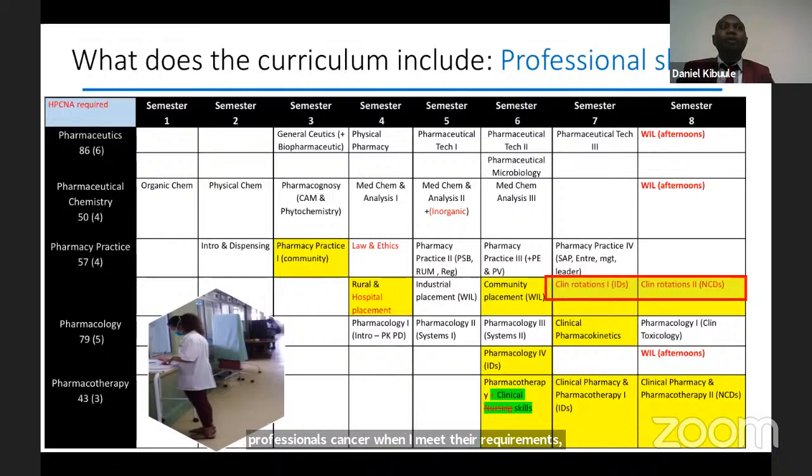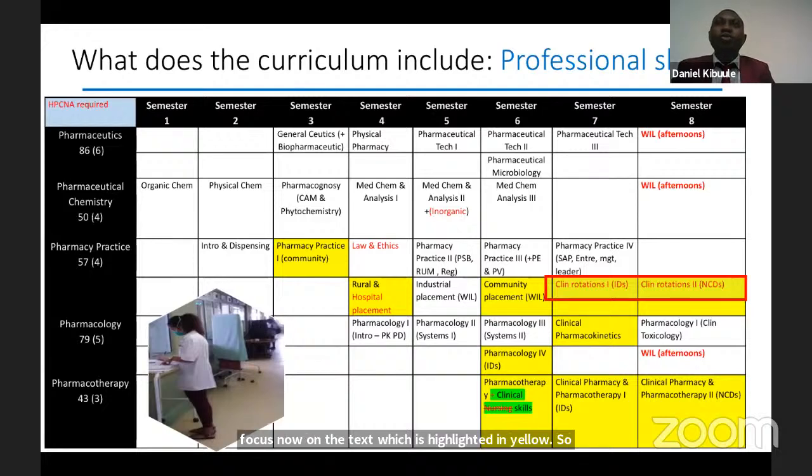of Pharmacy curriculum to have about 86 credit hours in pharmaceutics. They need about 50 credits in pharmaceutical chemistry, 57 credits in pharmacy practice, 79 credits in pharmacology, and 43 credits in pharmacotherapy. So what you see in brackets, those are the approximate number of modules that we need to create, which we will come to. And I must mention that these are minimum requirements. So if you look through the proposed curriculum, I will focus now on the text which is highlighted in yellow.